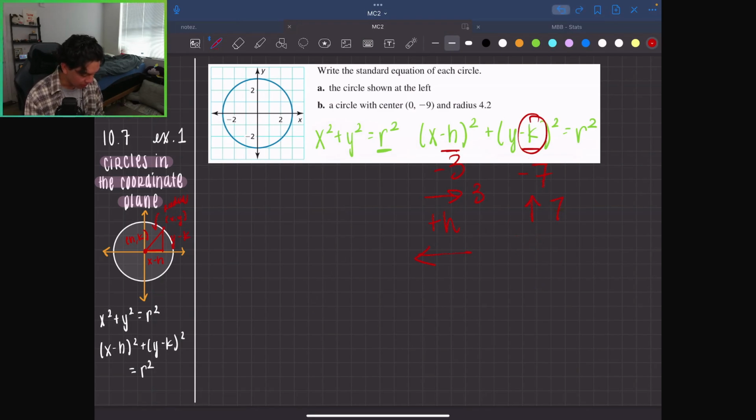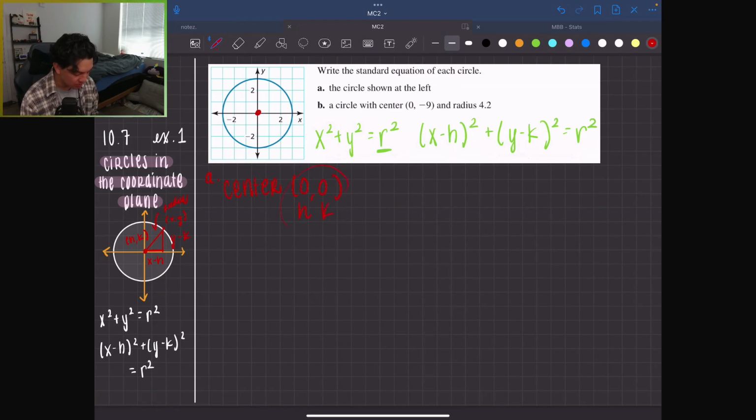So let's try out this one, for example. What is the equation of the circle that is shown to the left over here? So the first thing we want to notice is the center. Where is the center of this circle? We notice that the center is located at the origin at 0, 0. This is going to be our h and our k value.